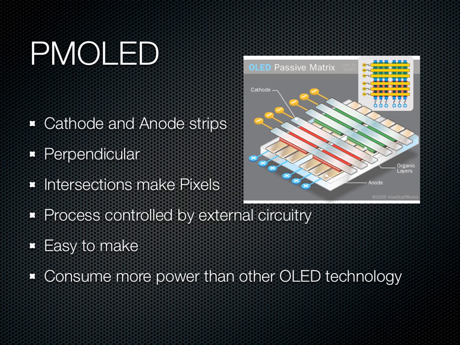The PMOLED, or passive matrix OLED, is made up of cathode and anode strips. Where these strips intersect at perpendicular points lie pixels. These intersections create the pixels, and what pixels light up are controlled by external circuitry. They are easy to make. However, the passive matrix OLED consumes more power than other OLED technology because of the power required to run the external circuitry.